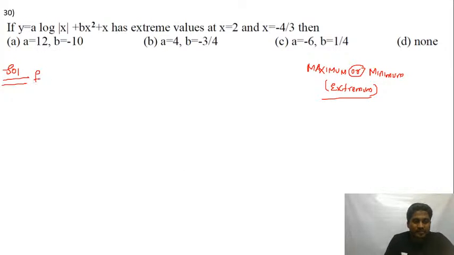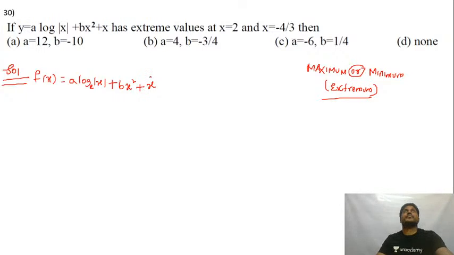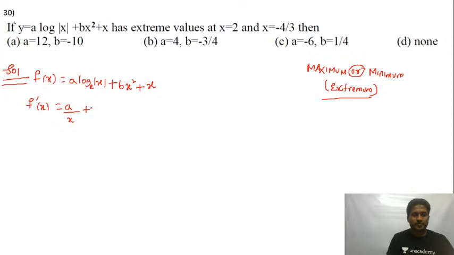So I am going to take f of x is equal to a into log mod x plus b x square plus x. Log of a number cannot be negative, that's why we keep a mod. Even if you don't keep mod, no problem, but the domain is always positive, that's why we write mod there. Now if I differentiate, f dash of x is equal to a by x, since a is a constant and differentiation of log x is 1 by x, plus 2bx, since b is a constant and differentiation of x square is 2x, plus 1, the differentiation of x. This is f dash of x.